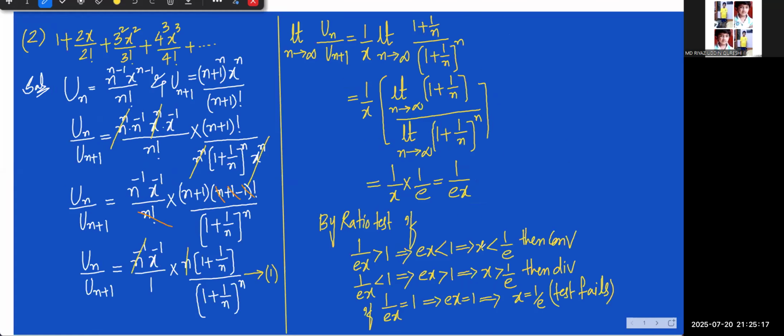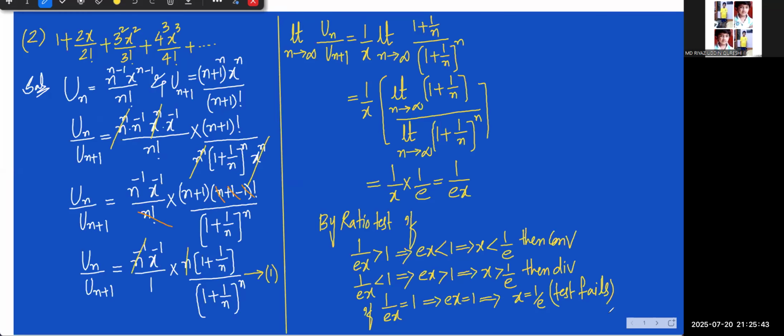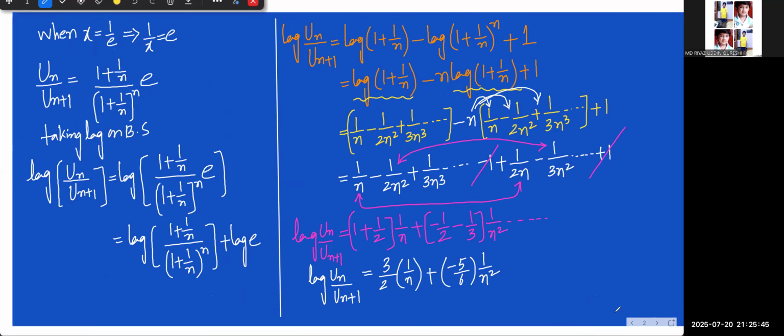Convergent means what is the situation? x is less than, so x is less than 1/e convergent and equal to 1/e also convergent, and divergent when x is greater than 1/e. End of this problem. This is the first page of this. You can see here, this is your first page.